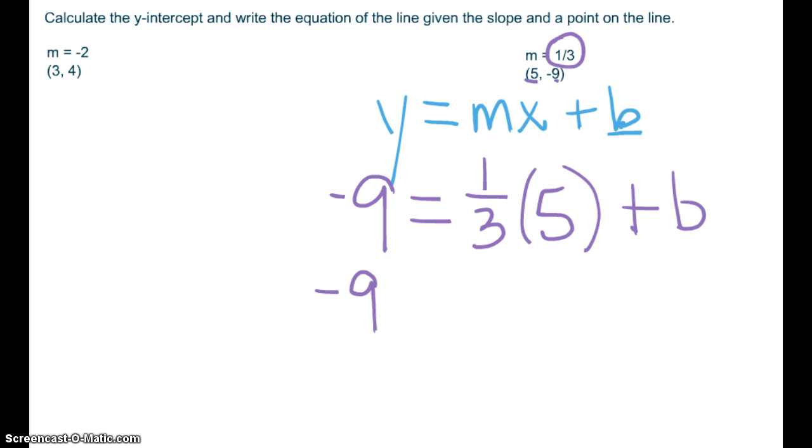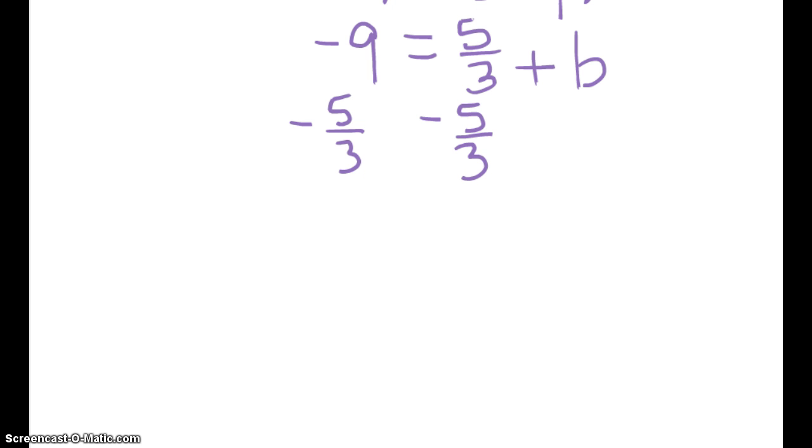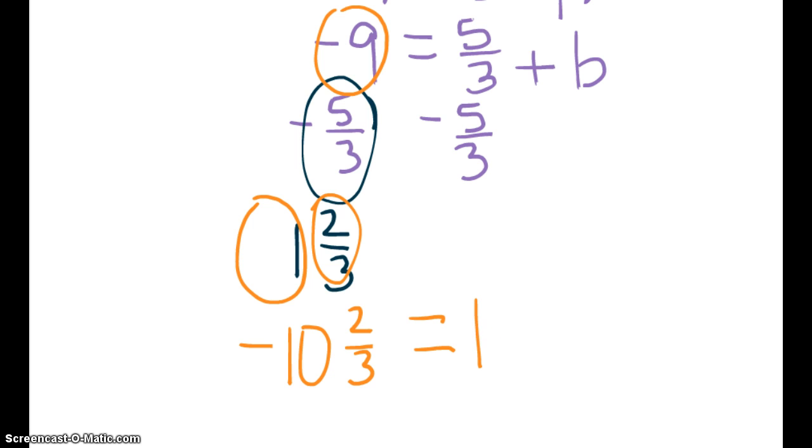That's what I'm looking for. So I'm going to say -9 equals, this is really 5/1, so that's 5/3 plus b. So now I'm going to subtract 5/3 from both sides. Alright, so let's think about what -5/3 is. -5/3 is an improper fraction. So 5/3 is really 1 2/3. So I'm going to add -9 and -1. So that's going to be -10. And then I still have my 2/3. So -10 and 2/3 equals b.